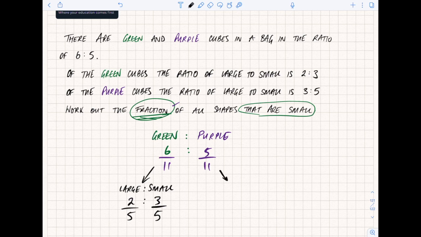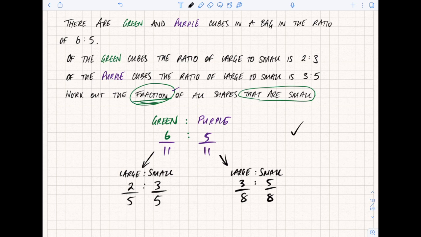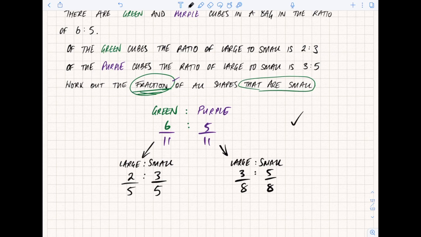We do the same on the purple side. It says of the purple cubes, the ratio of large to small is 3 to 5, so again, make sure you're writing it the right way round. So this now becomes over 8, because 3 plus 5 gives you 8. Now I've actually picked up a mark here because I converted everything to fractions. So if you're just looking at picking up one mark or a couple of marks, do that first.